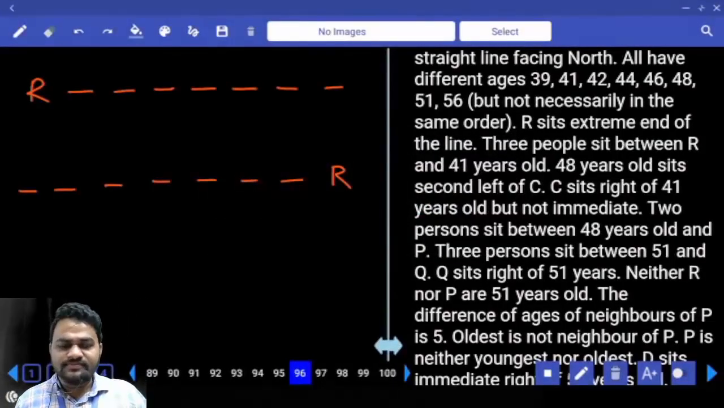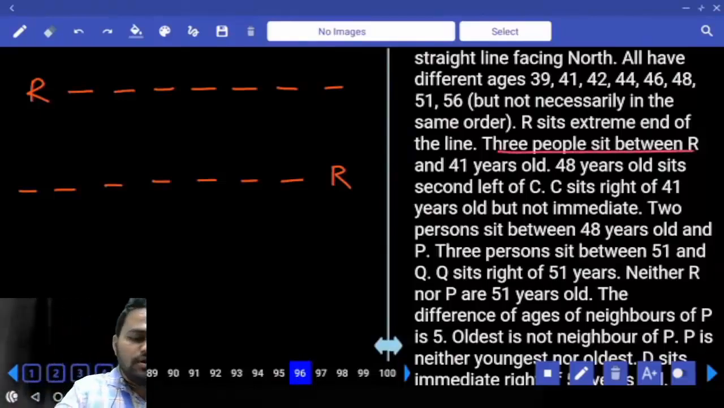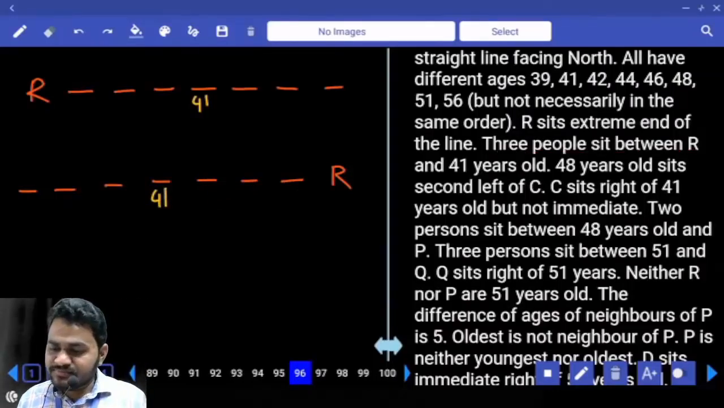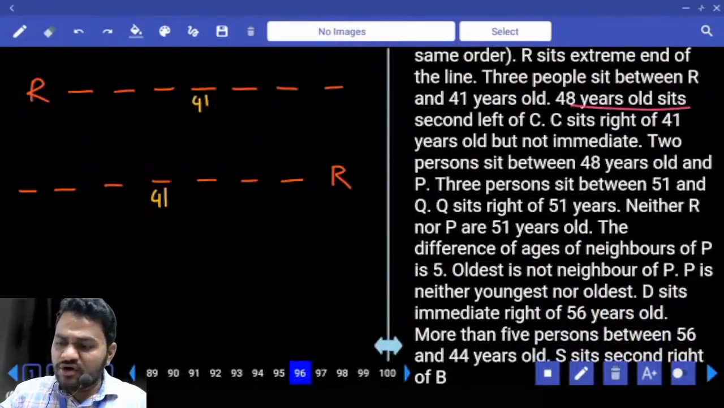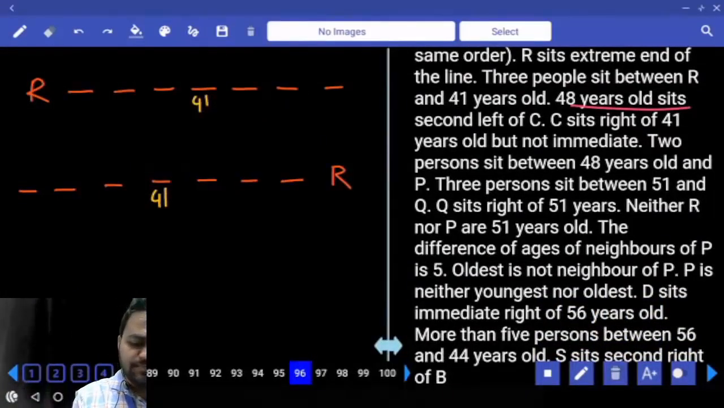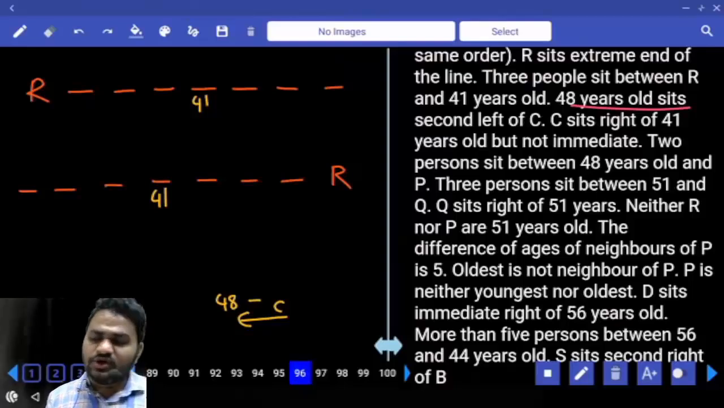Next, thereafter, three people sit between R and the 41 years old. 1, 2, 3, and then we need to place the 41 years old. So this is the place. Next, 48 years old sits second to the left of C. C's second left should be 48 years old. First left, second left is 48 years old.